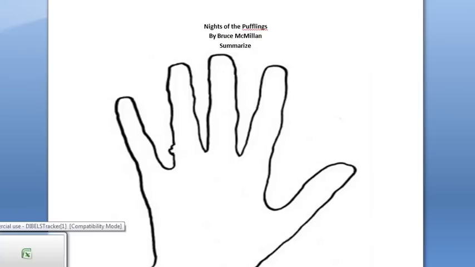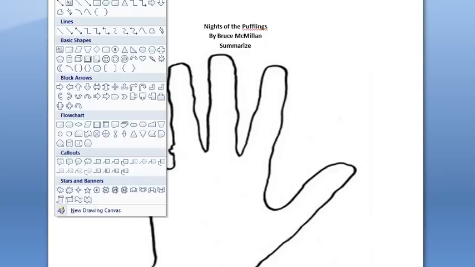In this lesson, we'll be talking about the story Knights of the Pufflings by Bruce McMillan. Our focus skill this week is to summarize. Remember, when we summarize a passage or a selection, we tell about the most important parts of the story in only a few words. We have our hand graphic organizer, which Miss Halliday gave to Mr. Seiler, to help us remember the 5 key parts that we need to include in our summary.